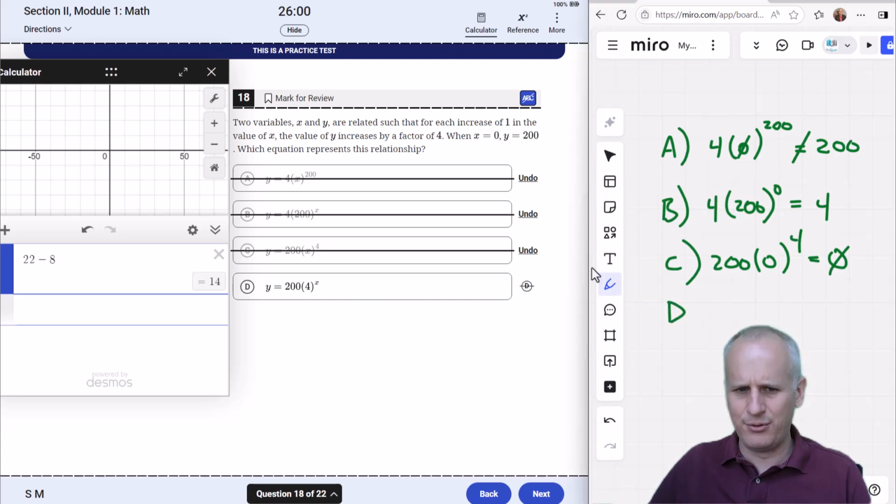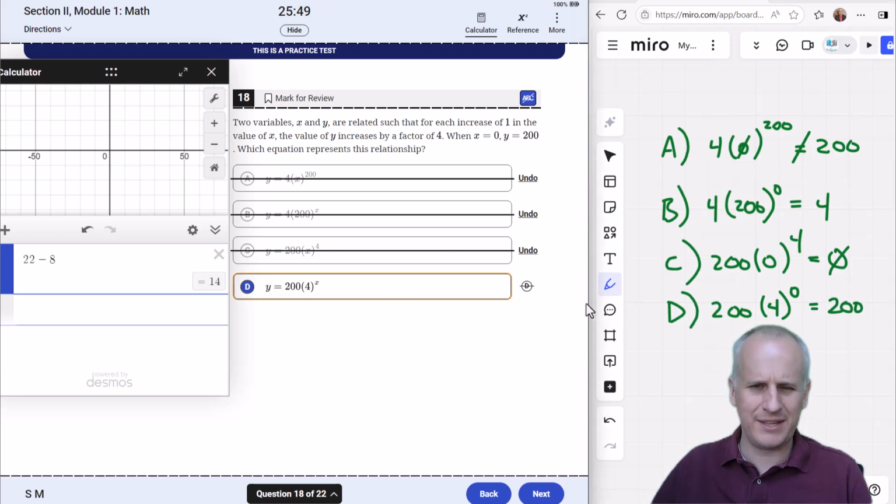And again, just proving out choice D, if we've got 200 times 4 to the 0 power, well, the 0 power just makes 4 1. 200 times 1, of course, is 200. And we can see through the model that choice D is the correct answer.